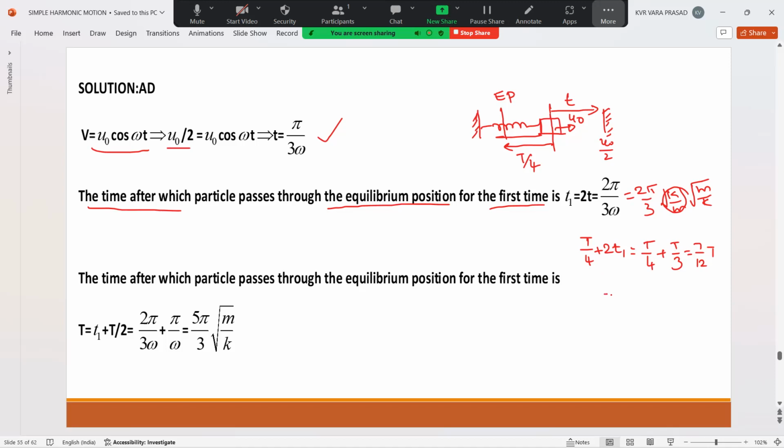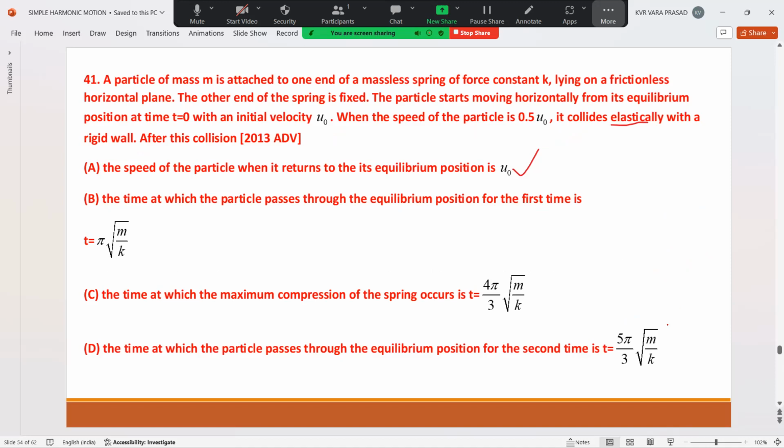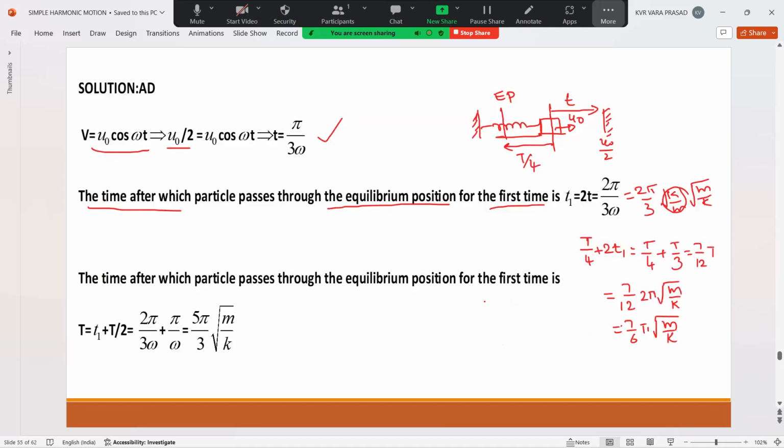And in place of T, we can substitute 2 pi root of m by k. 7 by 12 times that is equal to 7 by 6 pi root m by k. So after this time, compression of the spring will be maximum. And see what's the answer given here. It is given 4 pi by 3. So the answer is not matching.